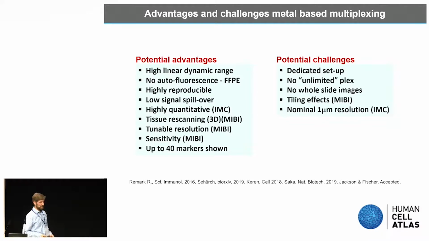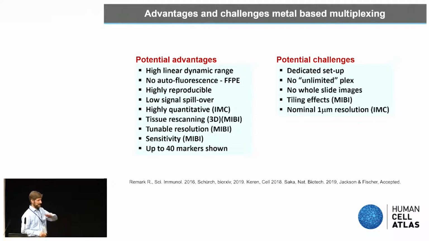Both methods have been shown to be highly reproducible. There's an extremely low signal spillover across the measurement channels. And in the case of imaging mass cytometry, we actually apply the whole tissue section, and this makes the method highly quantitative because we analyze everything.